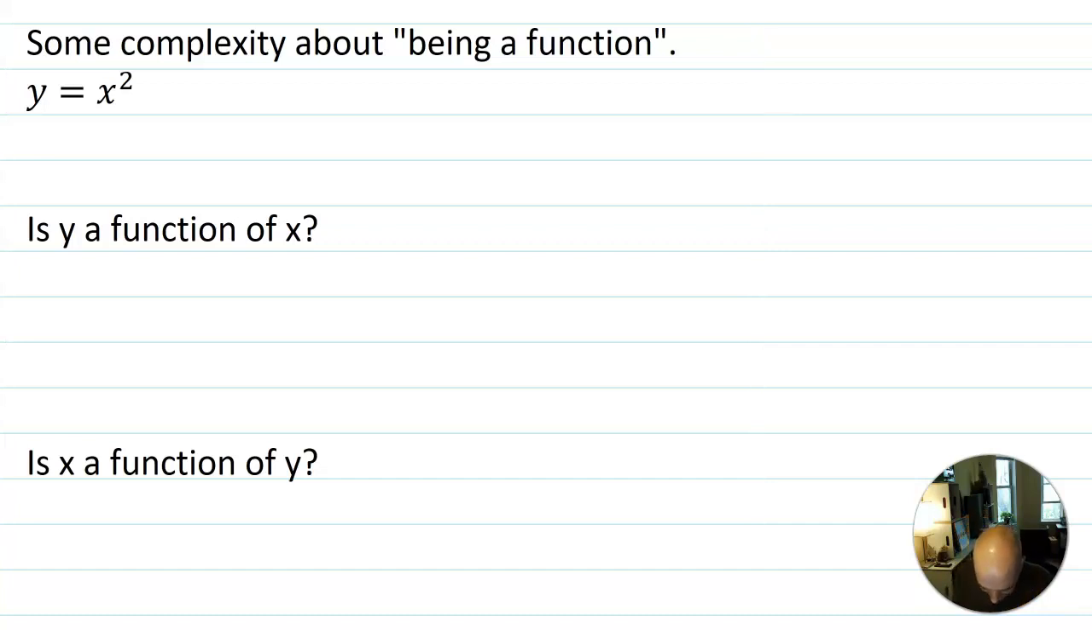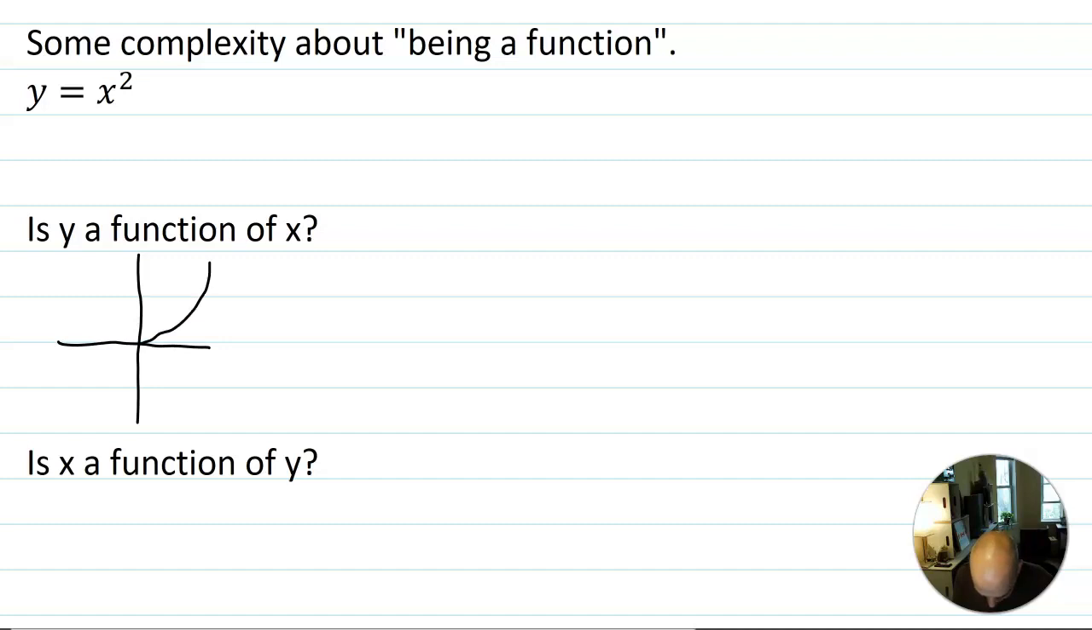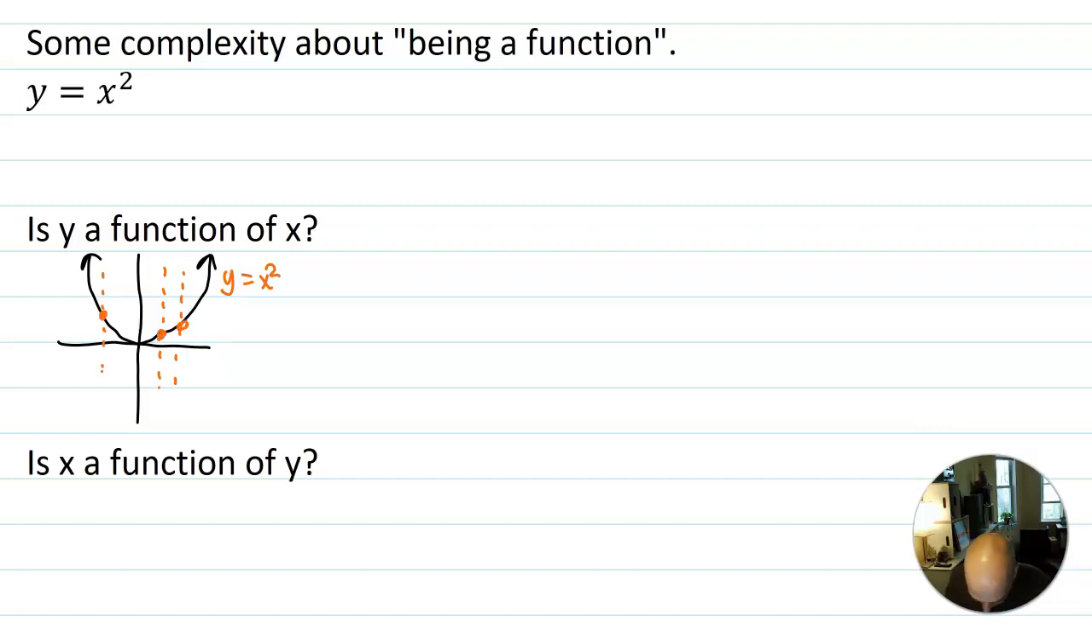Let's take a look first at y equals x squared. So the question, is y a function of x? Well, x squared, we know its graph. It's the parabola that opens upwards and looks like this. And this is y equals x squared, and it does indeed pass the vertical line test. Any vertical line that you draw through x squared intersects the graph of x squared only 1 time. So y is a function of x. Yes.